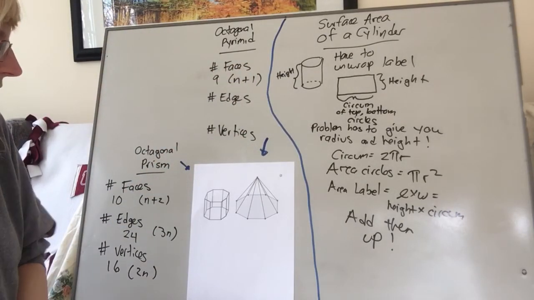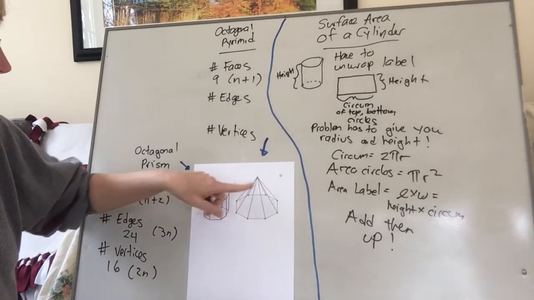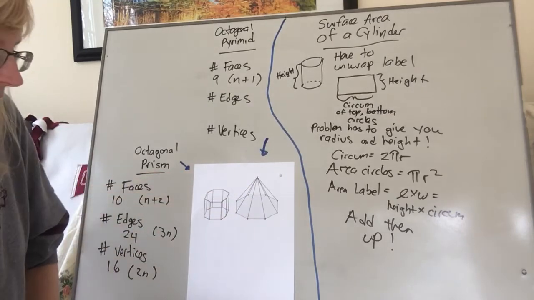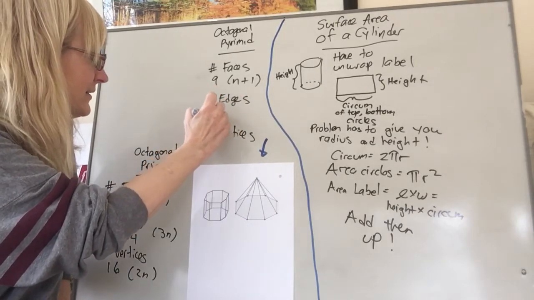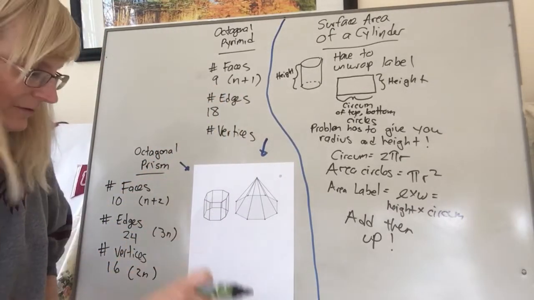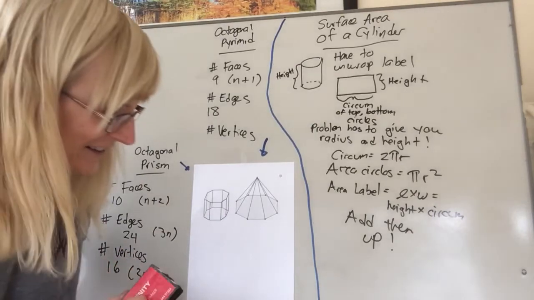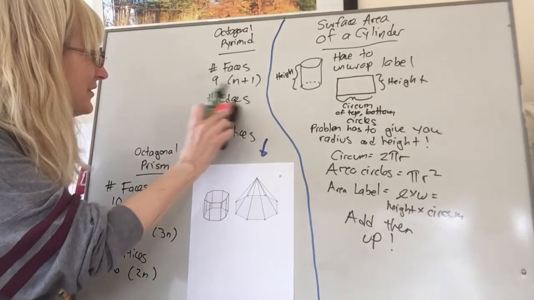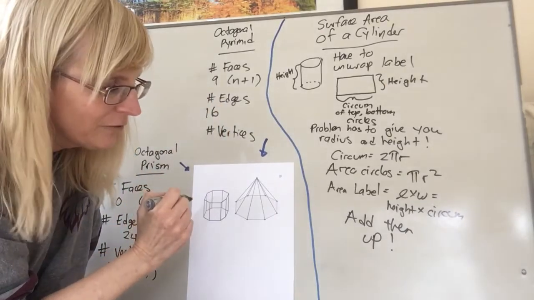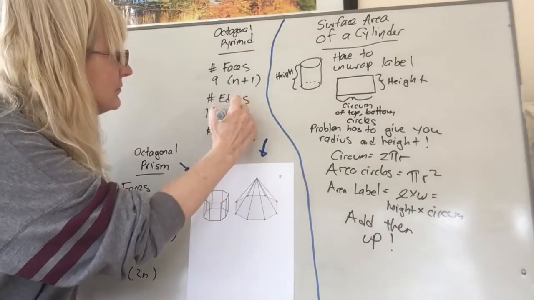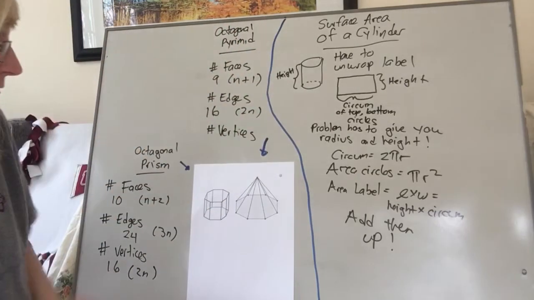How many edges are there? Let's see, there's 8 edges along the bottom, and then there's 8 edges on the side. So I think 8 plus 8... No. 8 plus 8 is 16, right? Whoops, it's 16. Sorry, guys. I'm losing it, too. So 16, and that follows the formula for 2n when you're talking pyramids for edges.